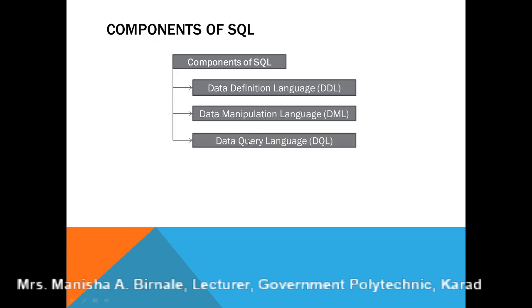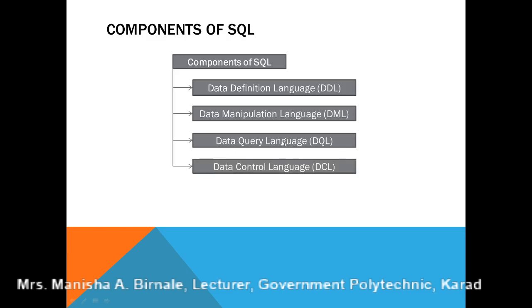The third component is data query language, DQL. This component consists of the command which is used for querying data from the database. Data is present in your database and you want to retrieve some required data from that table. So the required command is present in this data query language.